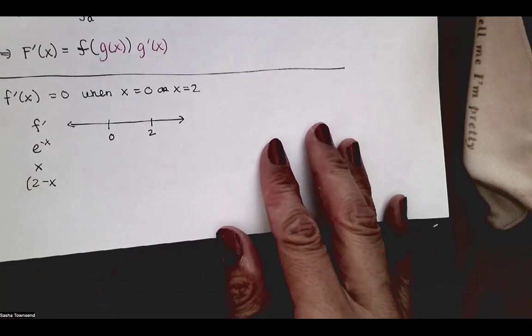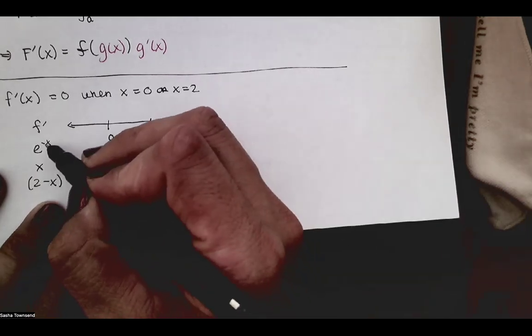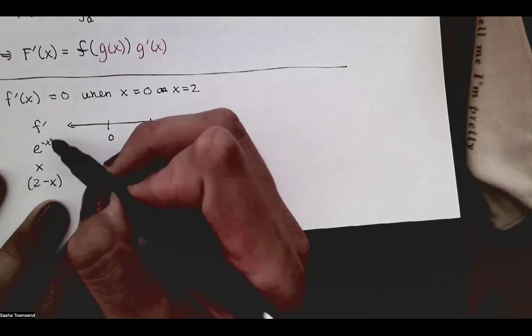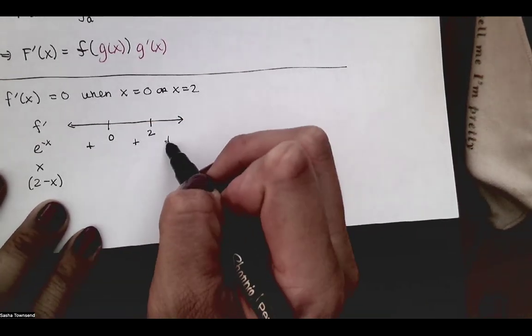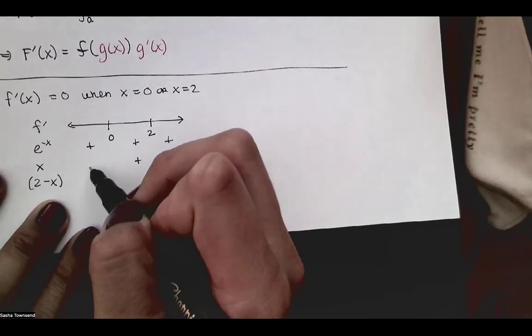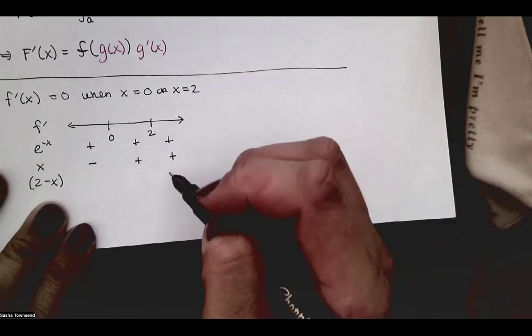We list the critical values 0 and 2 on the number line in the correct order. And we look at the sign of each of these factors because f prime is the product of this and this and this. But e to the negative x is always positive no matter what x is. Now when x is positive, of course x is positive. When x is negative, x is negative. When x is greater than 2, 2 minus a number that's greater than 2 is going to be negative.